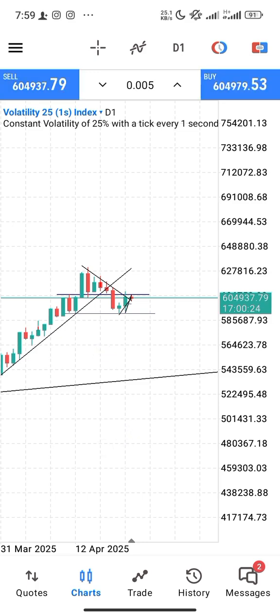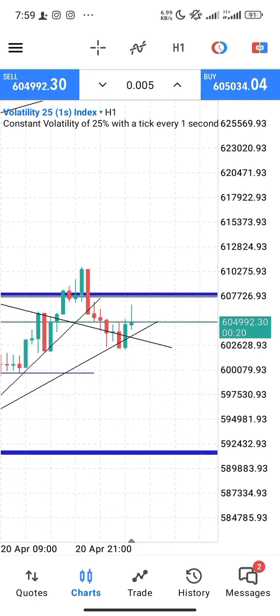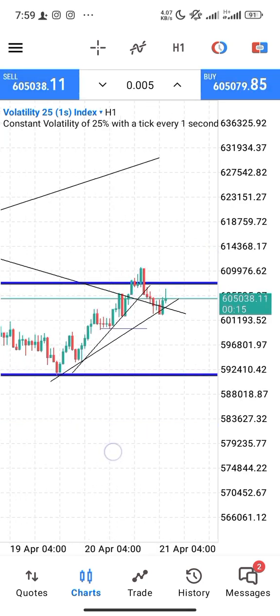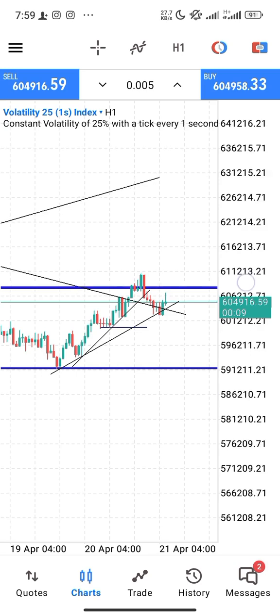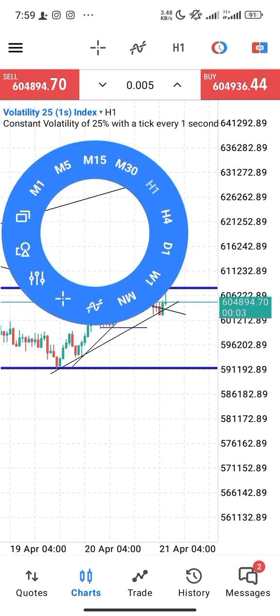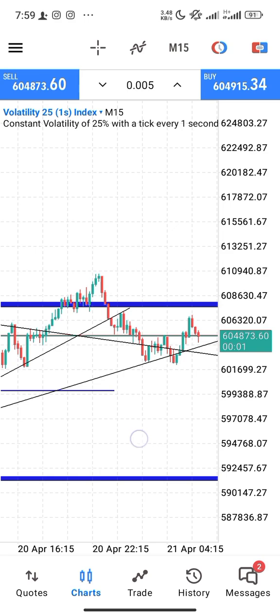We went to the lower time frame. We're looking for the confirmation for our buy in H1. Then we are looking for our entry in the lower time frame. So this is the market currently. The market is doing its thing.